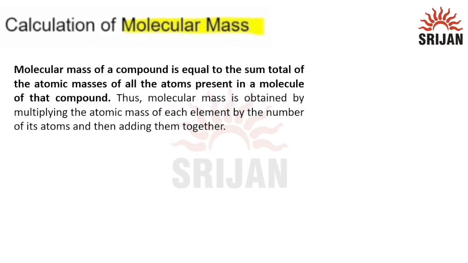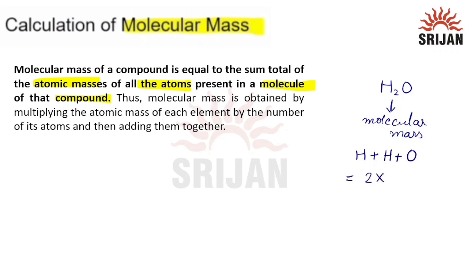Now, the molecular mass of a compound is equal to the sum total of atomic masses of all the atoms present in a molecule of that compound. Suppose we have the compound water, H2O. The molecular mass of H2O will be calculated by summing up the masses of hydrogen, and there are two hydrogen atoms, so hydrogen plus hydrogen plus oxygen. Simply, I can also write it as 2 into hydrogen plus oxygen.